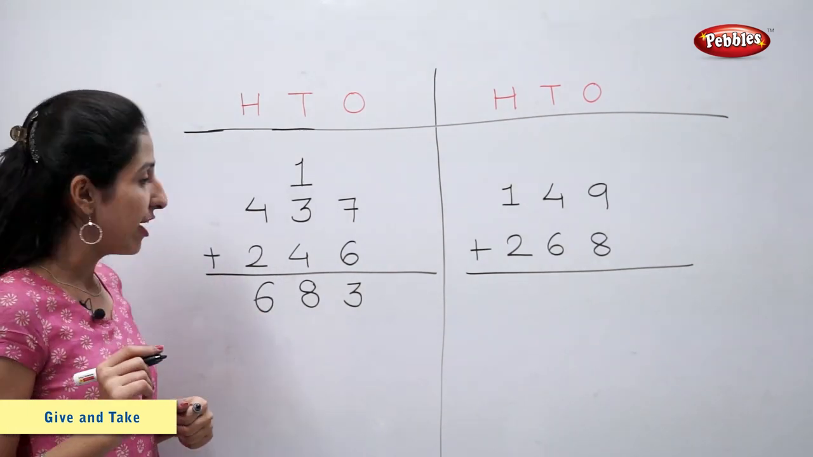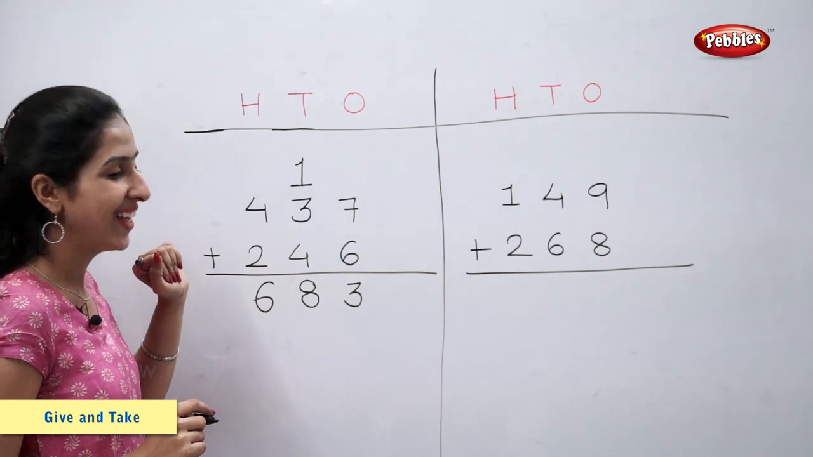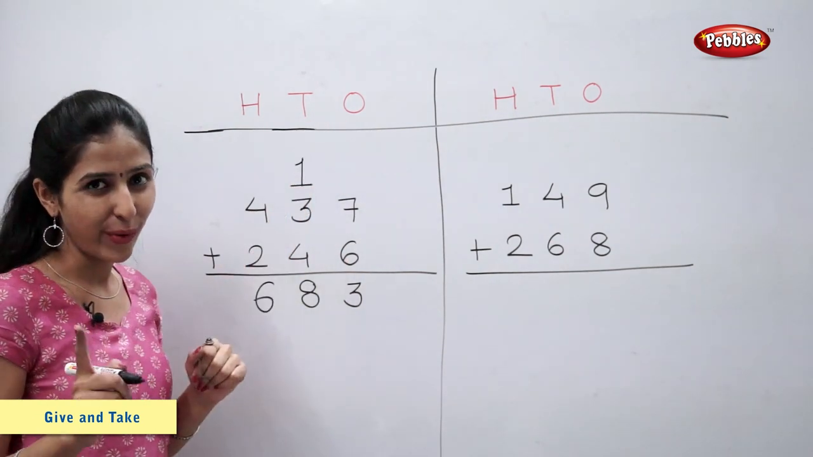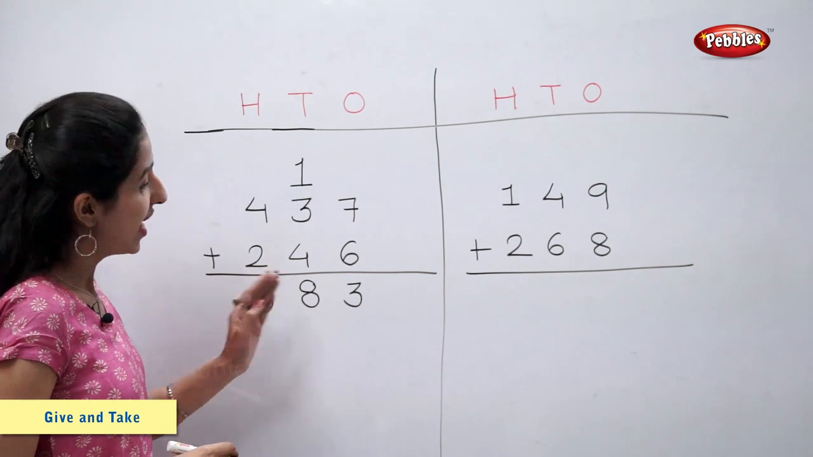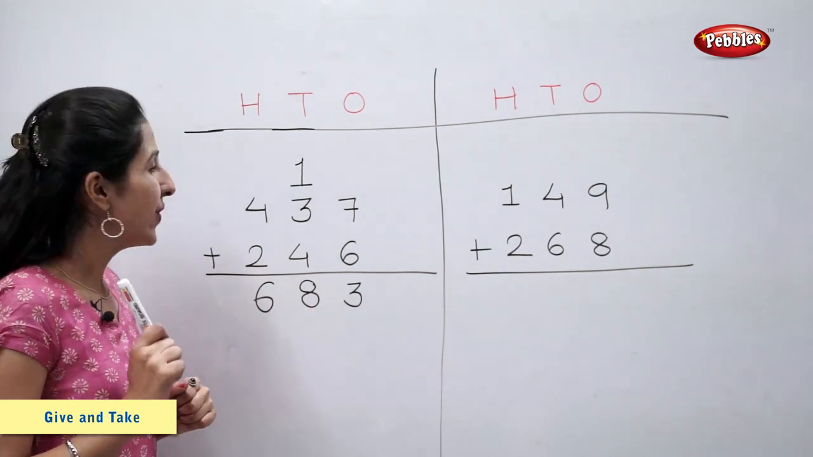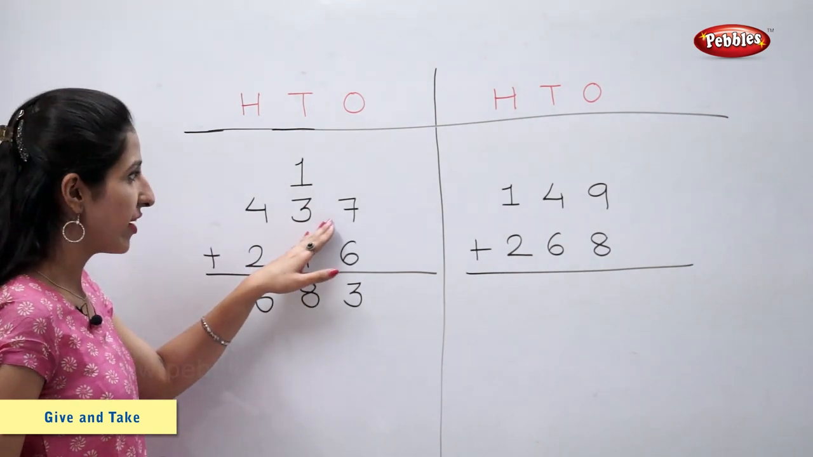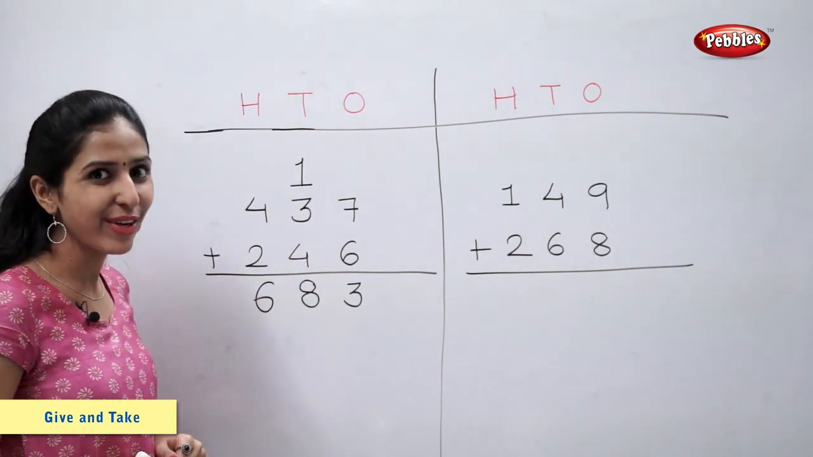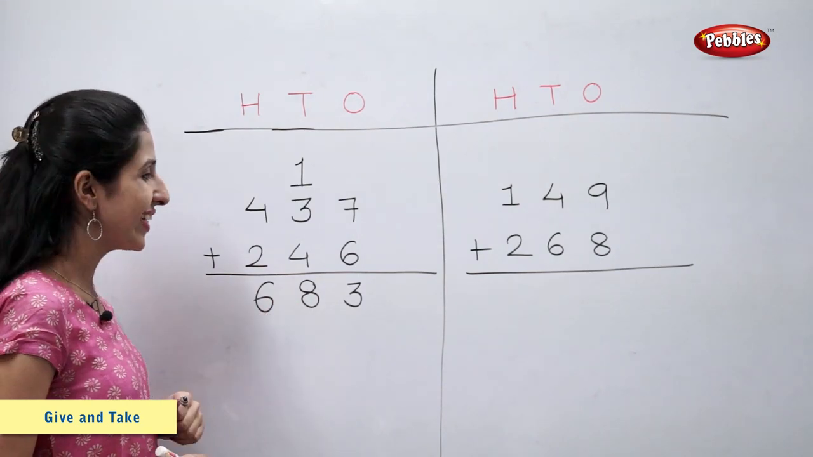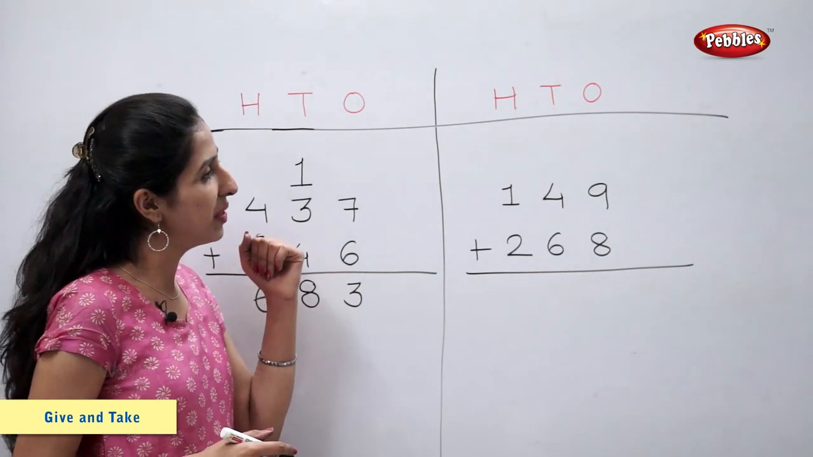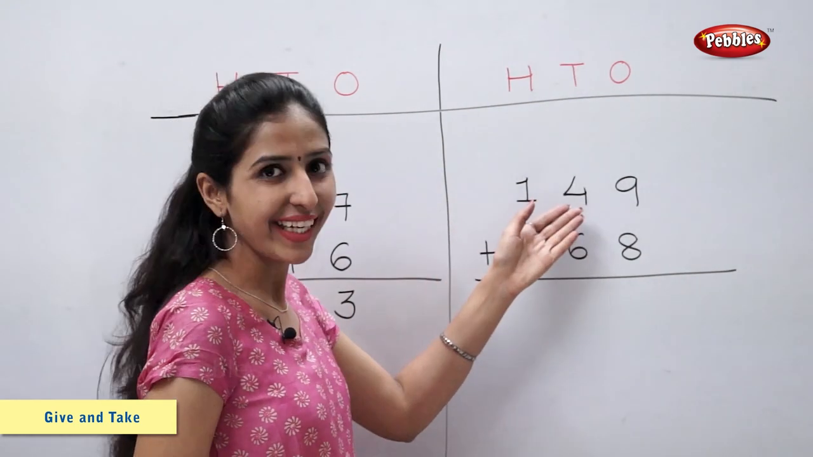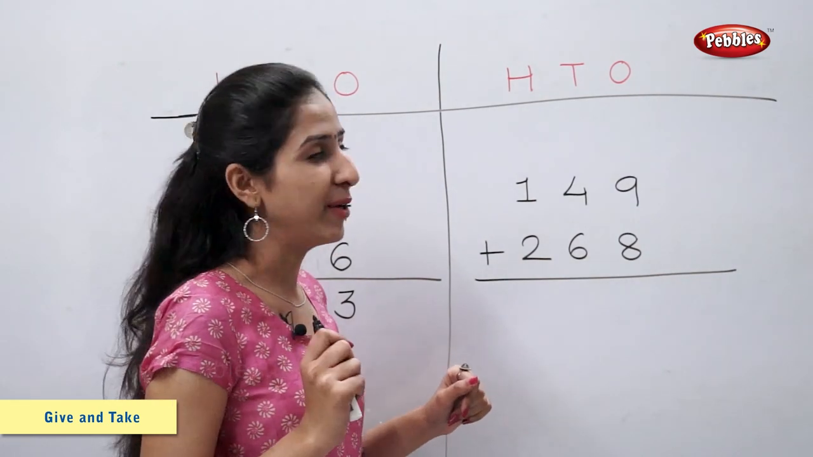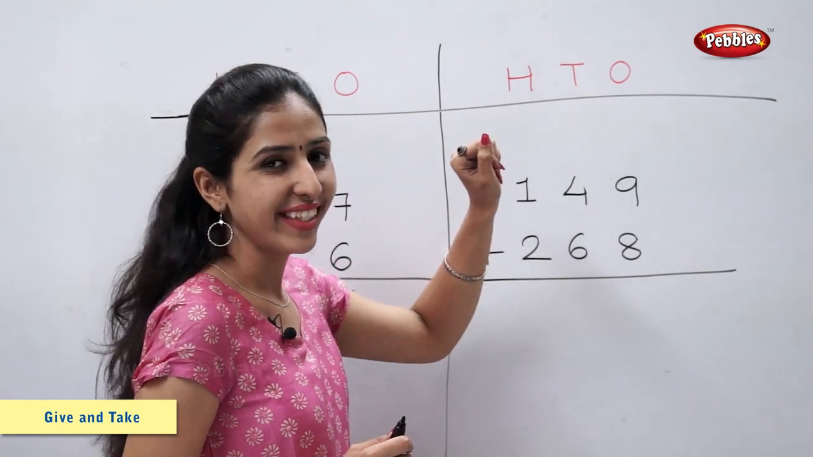So now we have 6 hundreds, 8 tens, 3 ones. So the number is 683. So 437 plus 246 is equal to 683. Let's solve this example. 149 plus 268. Let's find out. Let's add ones first.